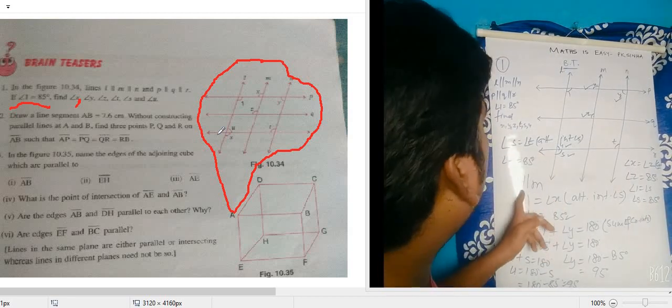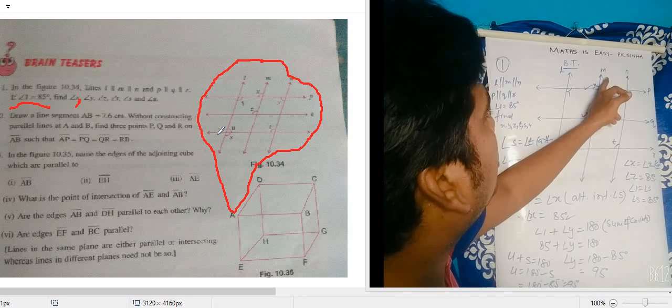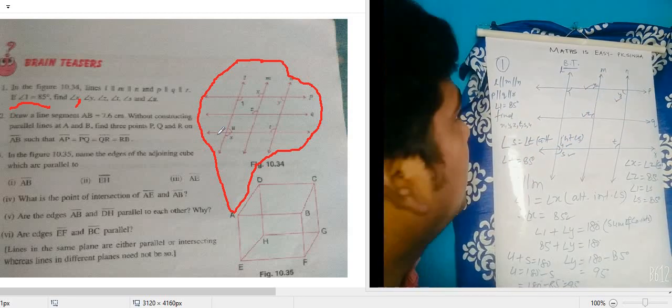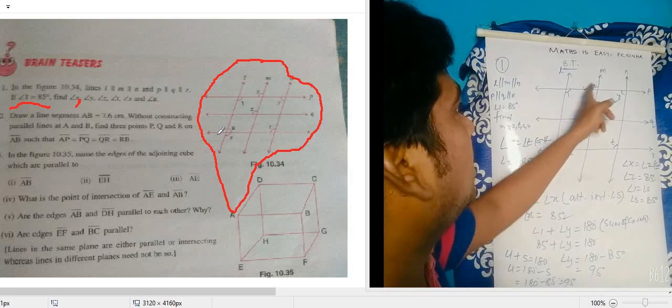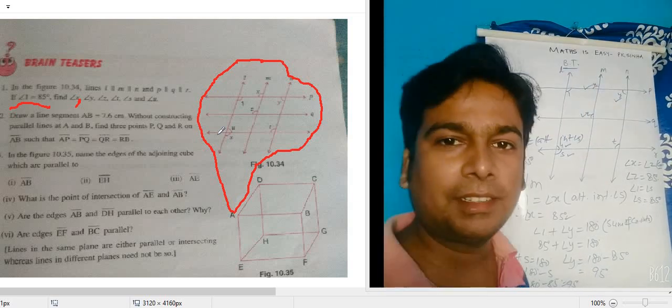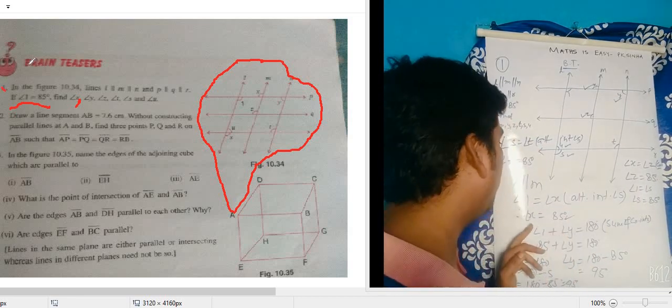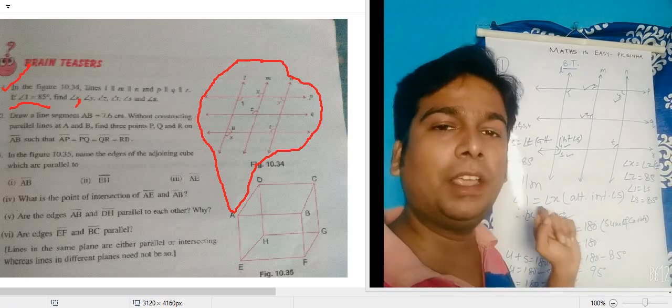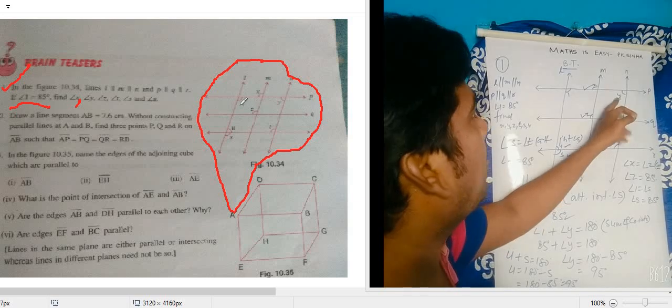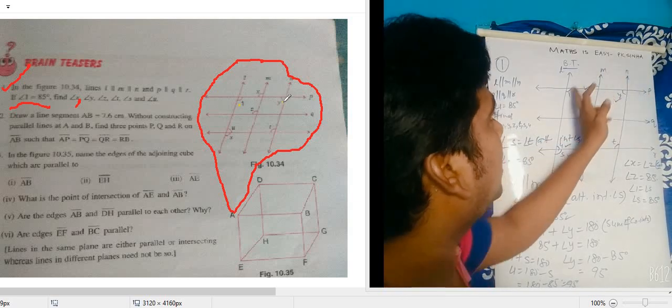So when we see S and L and M, line L is parallel to M, and angle 1 and angle S, what type of angle are they? Angle 1 and angle S are alternate interior angles. And what we know, alternate interior angles are equal. So angle 1 is equal to angle X because they are alternate interior angles, therefore the value of angle X will be 85 degrees.